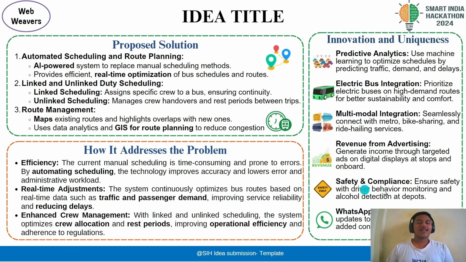So the next feature is safety and compliance. This feature includes some hardware. We are using alcohol detection at depots, so once the crew has come for duty, they have to pass through an alcohol detection machine. And we are planning to implement a device that monitors driver behavior, like harsh braking and overspeeding of the bus, that alerts the admin about the driver's behavior also. Other than this, we are implementing WhatsApp updates using the WhatsApp Cloud API to inform the crew about the schedule, and they can have easy access to the data and updates.